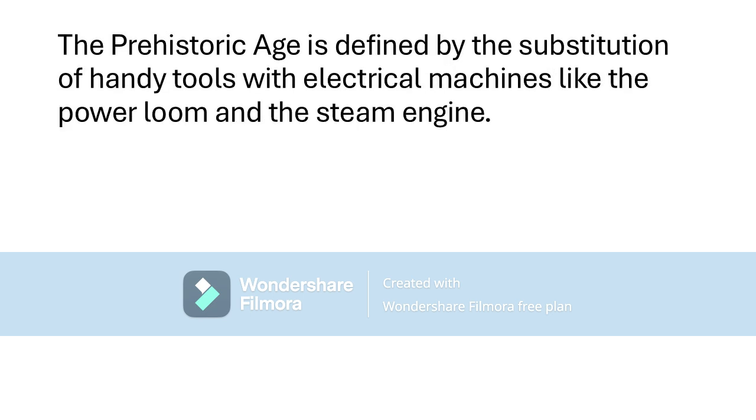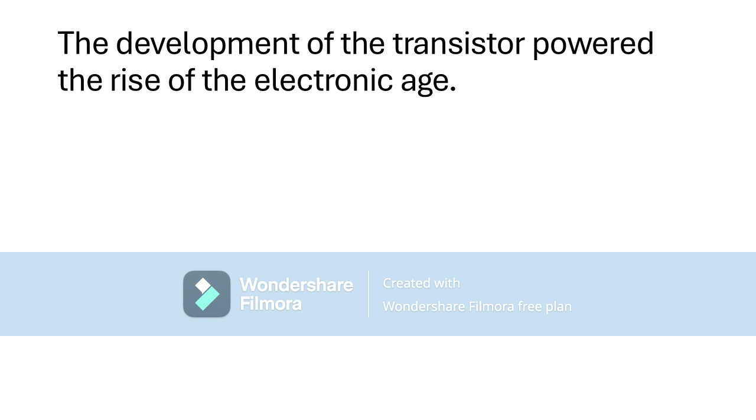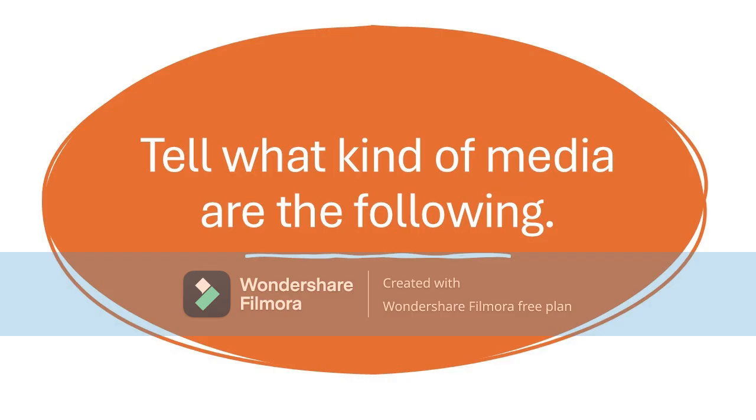The prehistoric age is defined by the substitution of handy tools with electrical machines like the power loom and the steam engine. The answer is false. Electrical machines like the power loom and the steam engine were used in the industrial age. Last, the development of the transistor powered the rise of the electronic age. The answer is true.